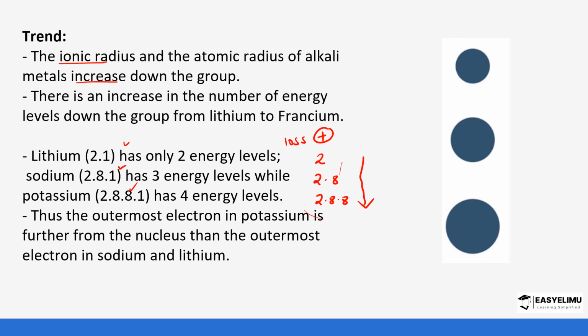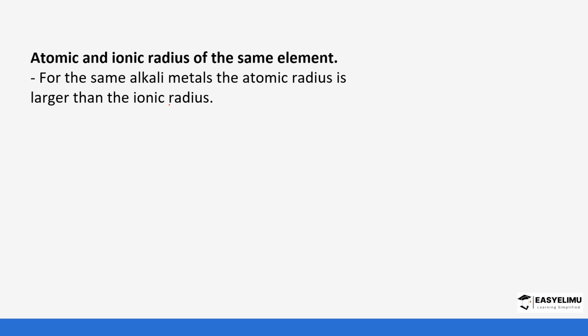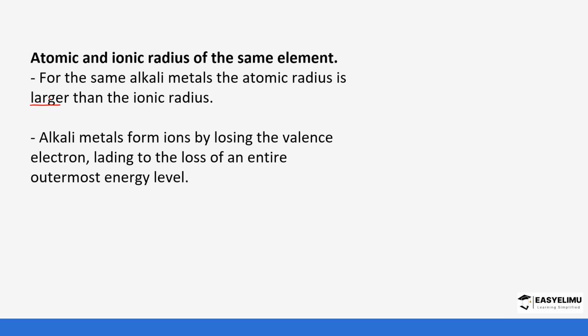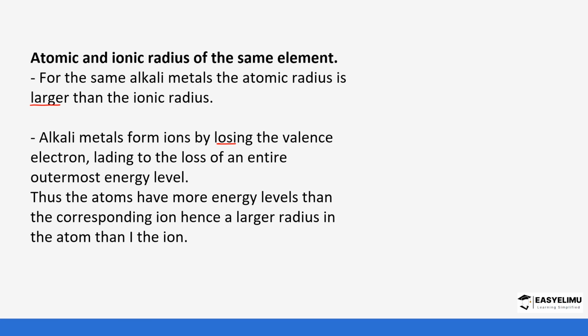Now when we compare the difference between the atomic radius and ionic radius of the same element, you notice that the atomic radius will be larger than the ionic radius of the same element. First of all, we know alkali metals form ions by losing electrons. When they lose electrons, they do not only lose those electrons, but they also lose an entire outermost energy level. There is a reduction in the energy level for the ion.